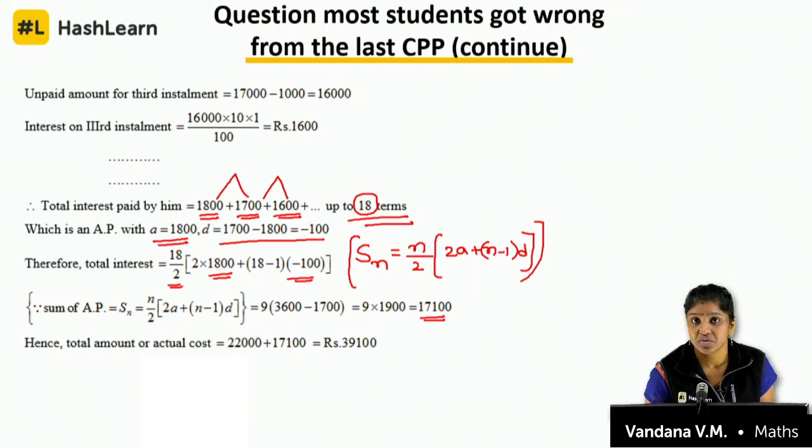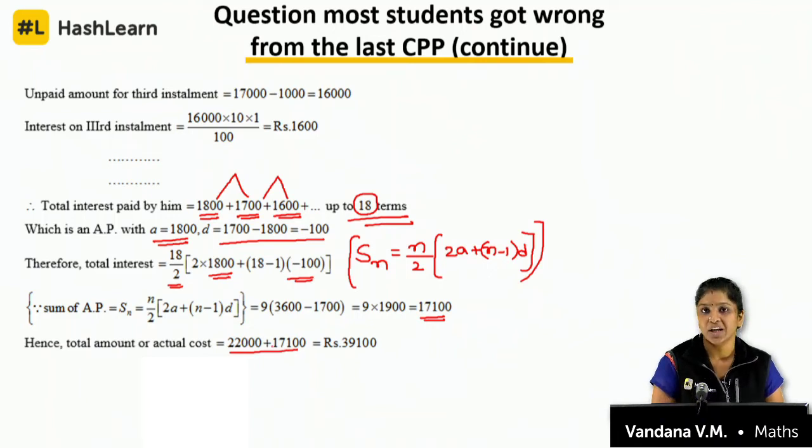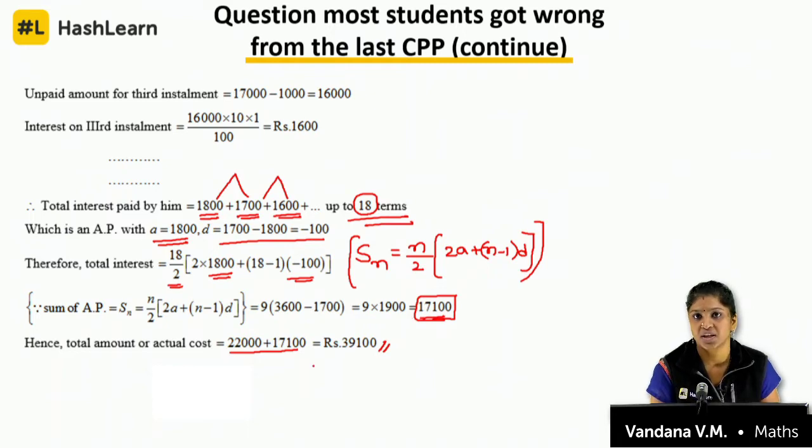Only as interest he paid 17,100, plus the actual cost is how much? 22,000. Total, if you add, you will get 39,100 rupees. As interest, this much he paid. The cost of the scooter is 22,000. Total how much he paid means what we have to do? We have to add. Clear, children?